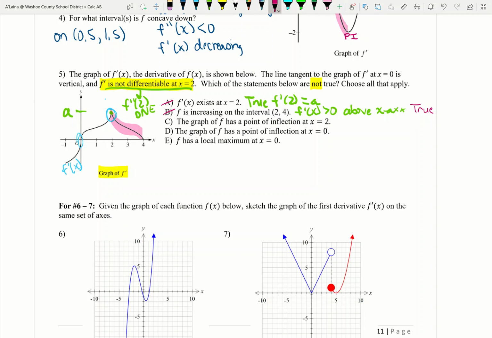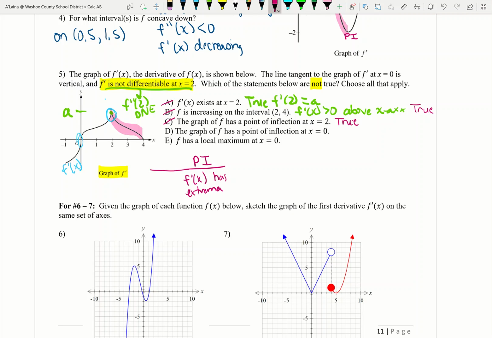Part C. The graph of f has a point of inflection at x equals 2. Well, when you're looking at a derivative graph, the points of inflection are going to be where f prime has an extrema. And that's because wherever f prime has an extrema would be where the slope of f prime, which would be f double prime, changes signs. We were going either from uphill to downhill or vice versa. And so this one is also true.